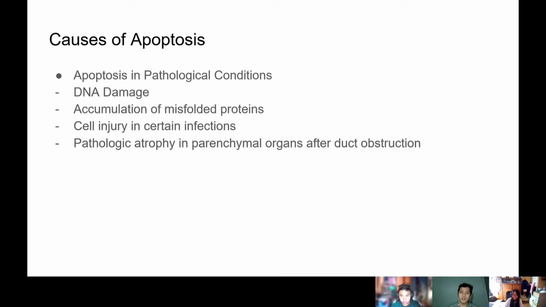First off is that apoptosis eliminates cells that are genetically altered or injured beyond repair without eliciting a severe host reaction, thereby keeping the extent of tissue damage to a minimum. First off is the DNA damage.